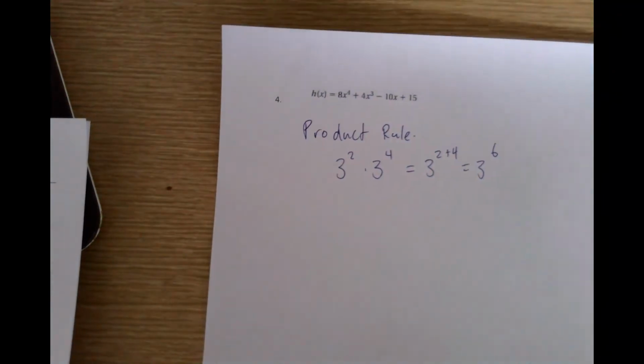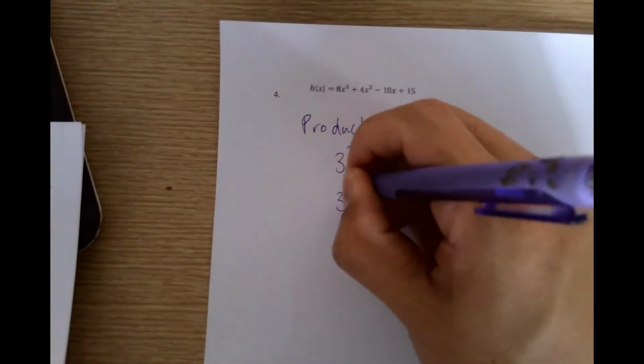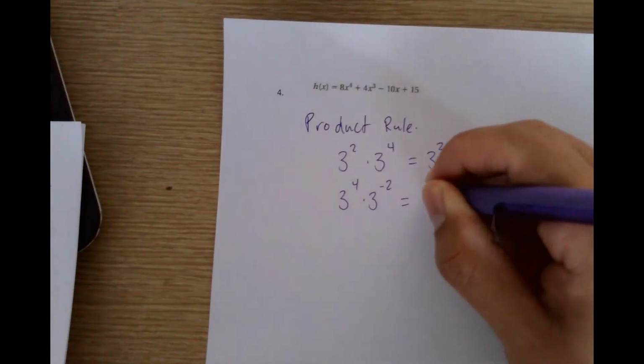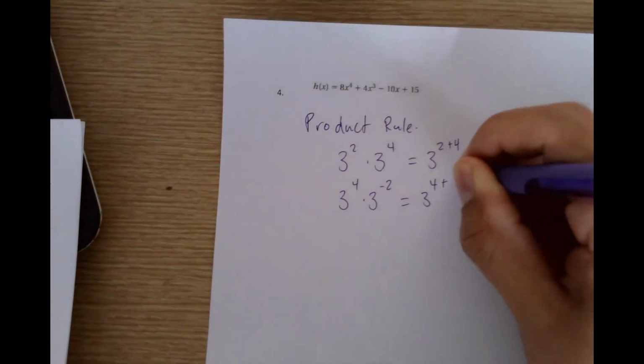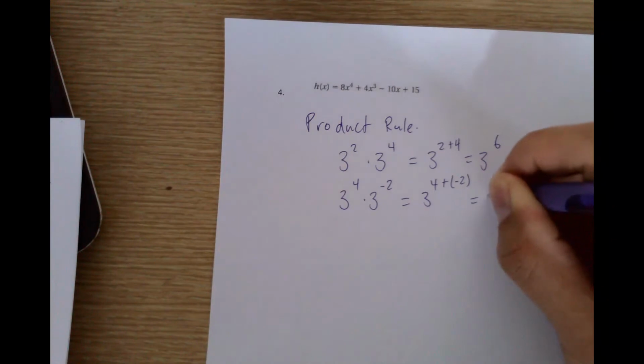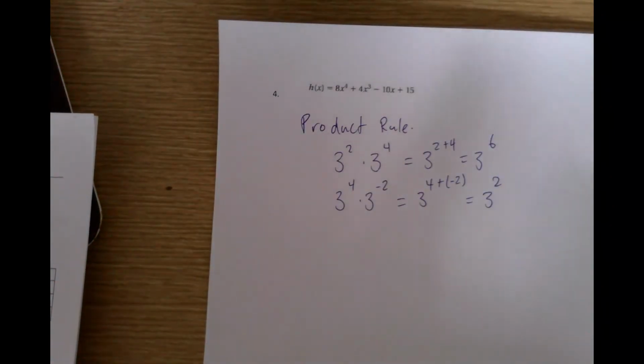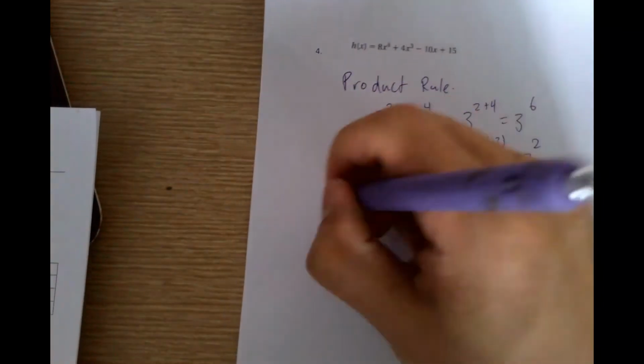The same is also true if it's 3 to the fourth power times 3 to the negative 2. You're technically going to add them together like this, and that would be 3 to the second power. Okay? So that's the product rule. The second thing is the power rule.